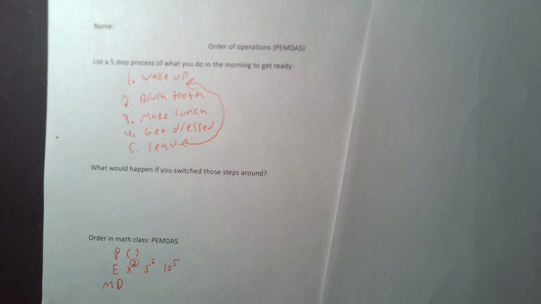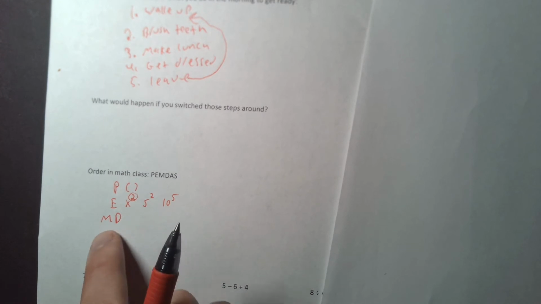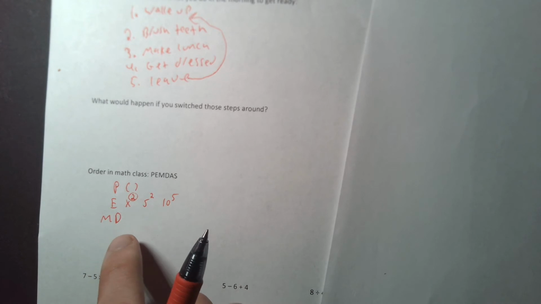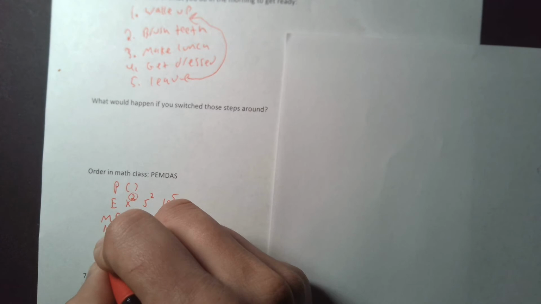Multiply or divide. Notice how I'm writing multiply and divide next to each other, MD, because it's multiply or divide left to right. That doesn't mean that multiplication comes first. It means it doesn't matter which one comes first. You're going to go left to right with multiply and divide. And the same thing with add or subtract. Doesn't mean that adding necessarily comes first. It's add or subtract left to right. So let me show you what I mean by this.